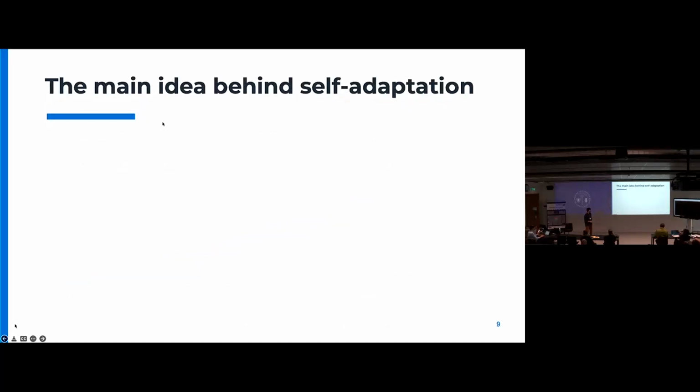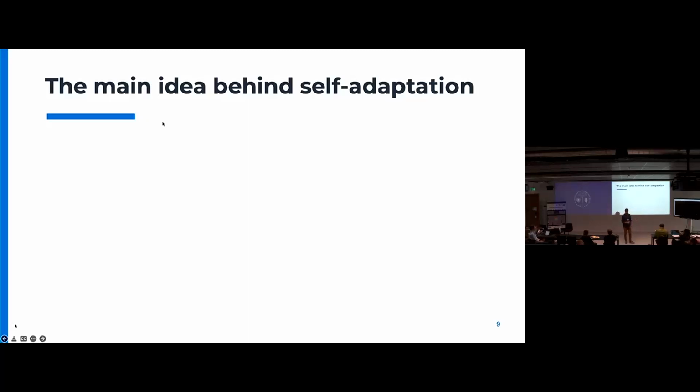Okay, so the main idea behind self-adaptation. Who can tell me what is the main idea behind self-adaptation? It's not a tricky question. To adapt, exactly. To adapt to what? And according to what criteria? And when? So according to the environment, the goals. Perfect. All the uncertainties, exactly. So to address uncertainties at runtime.